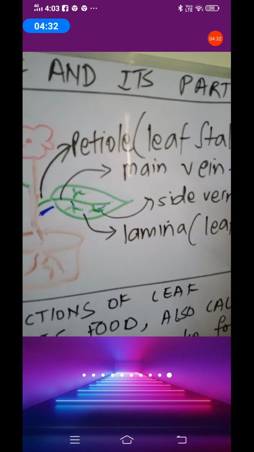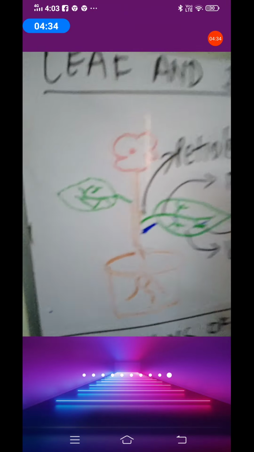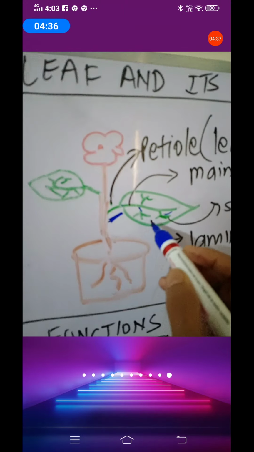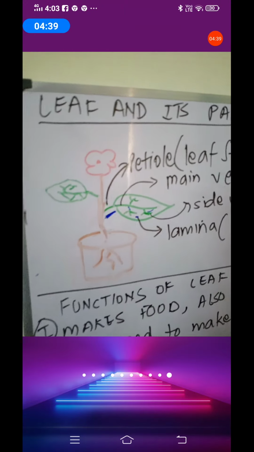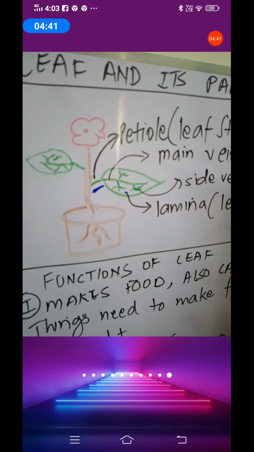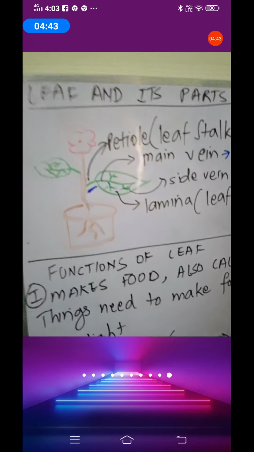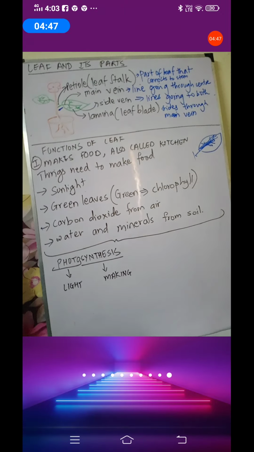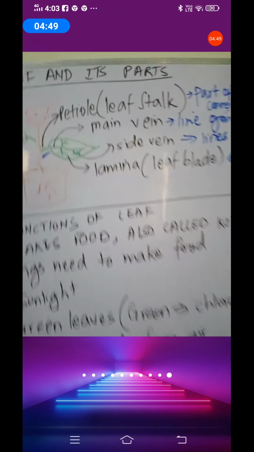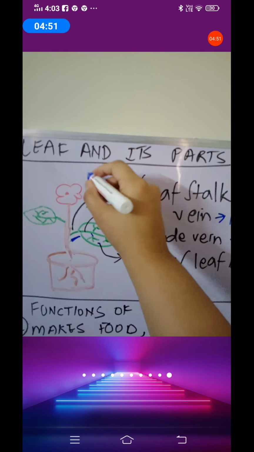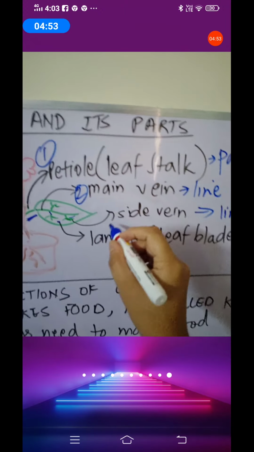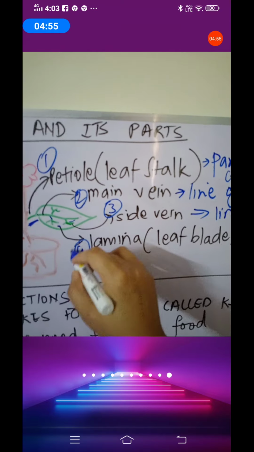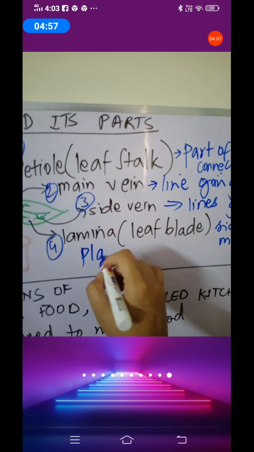What is lamina? Lamina is nothing but the plain portion. So what are the four parts now? Let's look at it: petiole, main vein, side vein, and lamina, the plain portion.